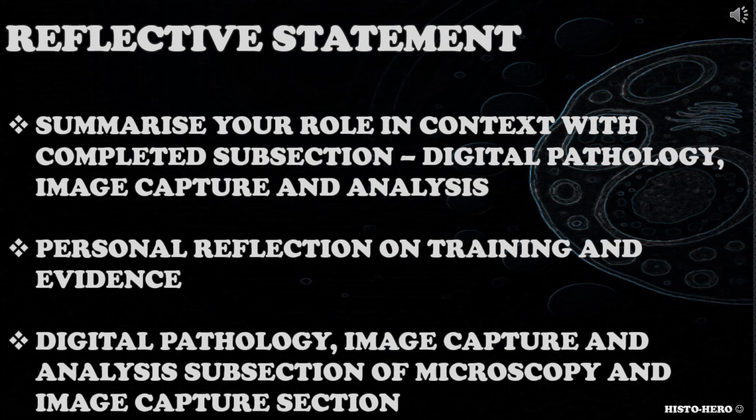To prepare for that, ask them to write a smaller reflective statement for each subsection. What is their role and context of this subsection within the lab? What does their evidence demonstrate? Ask them to write a smaller justification as to why they chose their evidence for this subsection. Also ask them to write about what their training was like for this subsection. Writing a smaller reflective statement at the end of each subsection will then make it much easier for them at the end of the section.